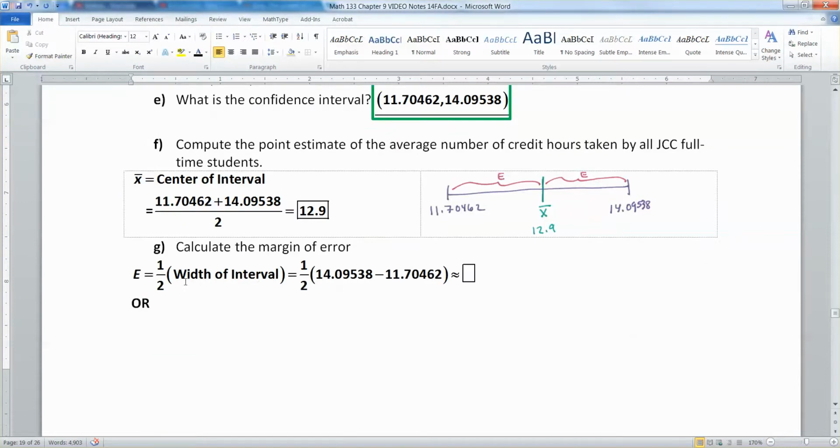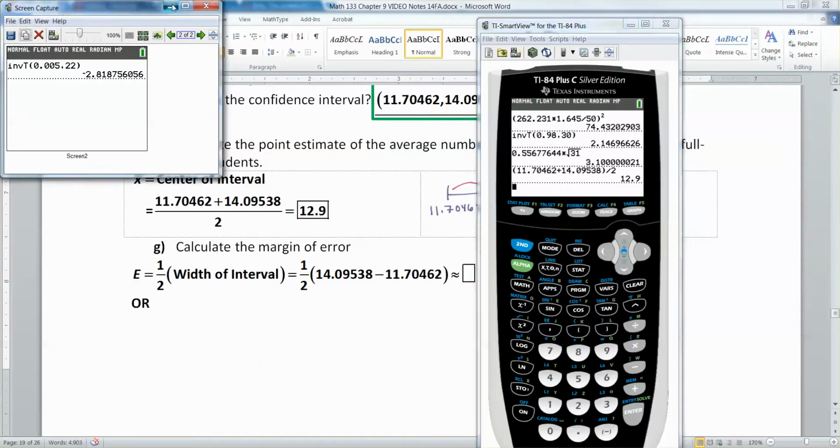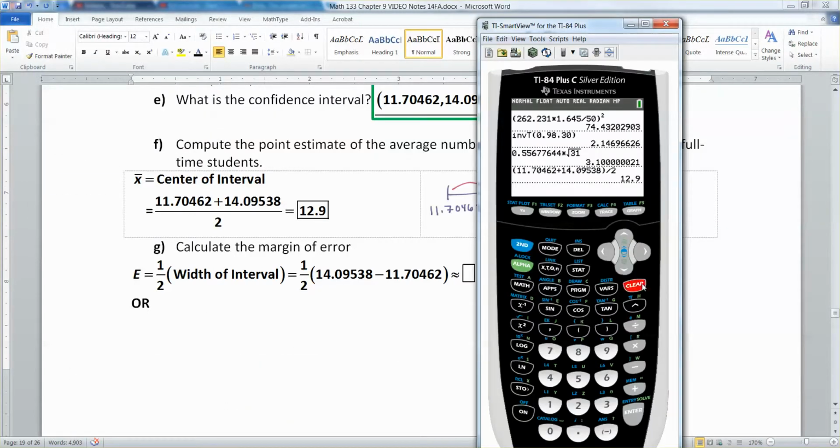All right, there we go. I typed up the first one. So it's half the width of the interval. The width of the interval is the distance from the high number to the low number. So I want to take the high number, which is 14.09538. I'm going to subtract away 11.70462. Then I'm going to divide that in half. And I get 1.19538.